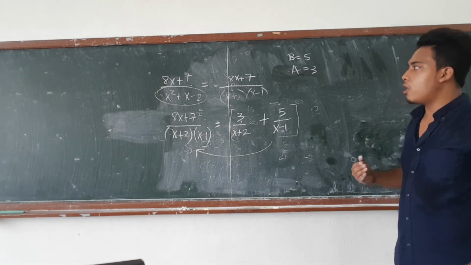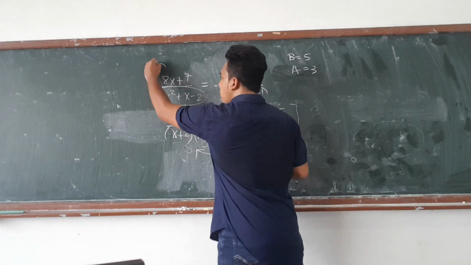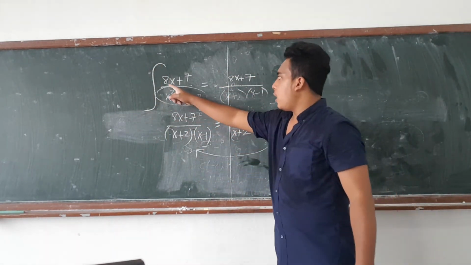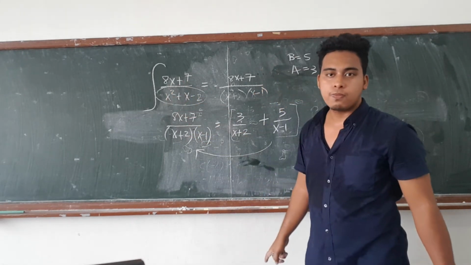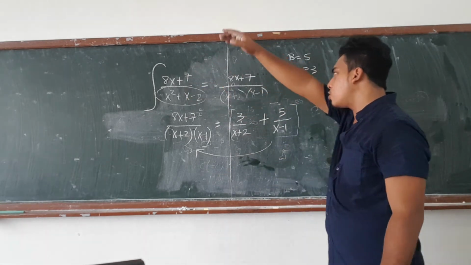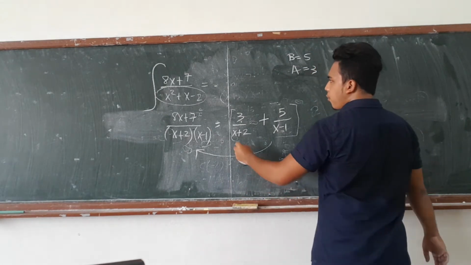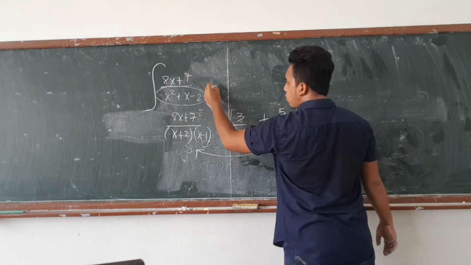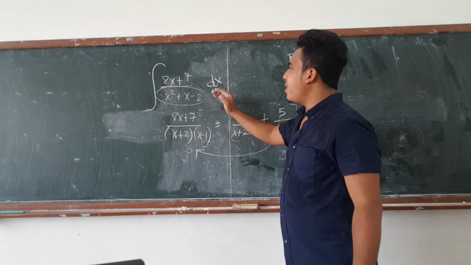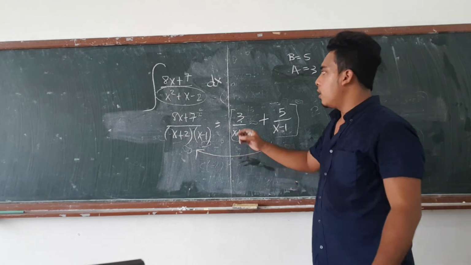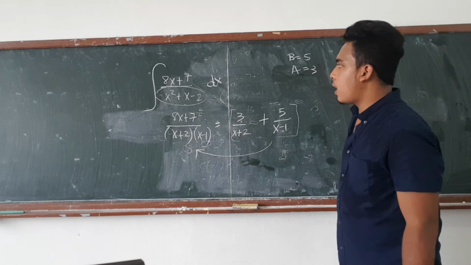So we apply it if we tend to integrate this expression, 8x plus 7 over x squared plus x minus 2. For example, we need to integrate this one: 8x plus 7 over x squared plus x minus 2 dx. In that kind of expression, we cannot integrate this one by using u substitution, since nothing cancels.